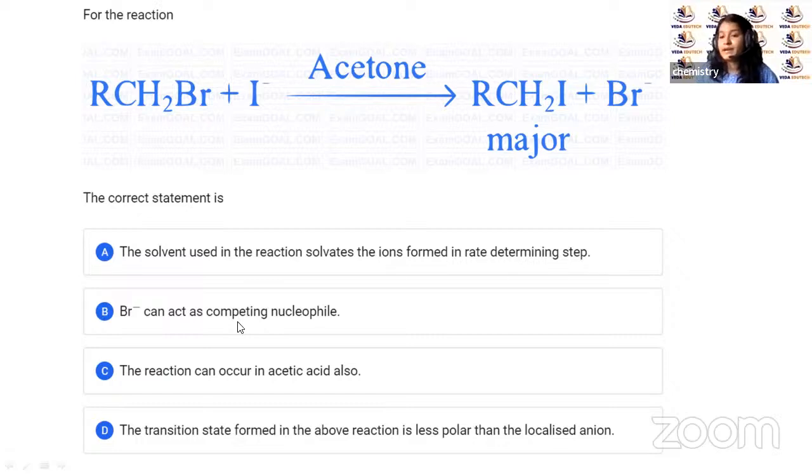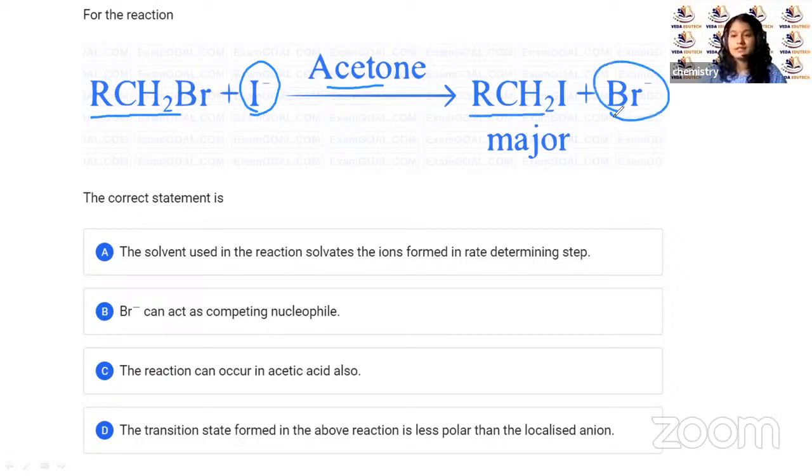Okay, I hope by now you would have figured out what the answer is. So let us see, children. Our question is given to us here: you're given RCH2Br plus I minus in the presence of acetone, and you get RCH2I as a product and Br minus. Out of these, some statements are given to you, and you have to answer which of the following is the correct statement.